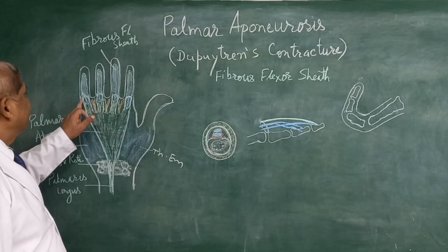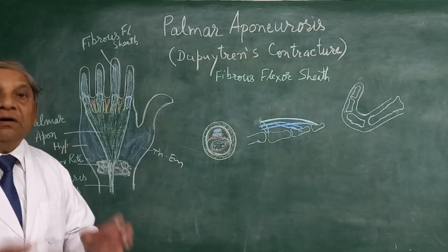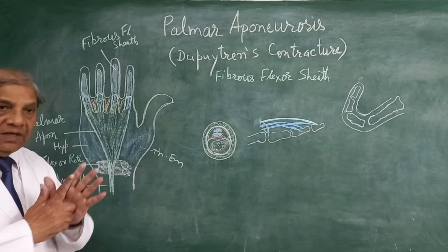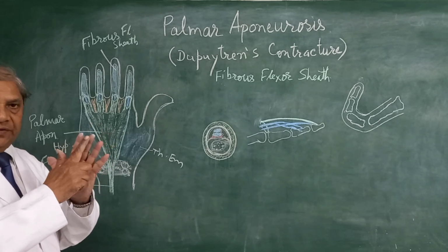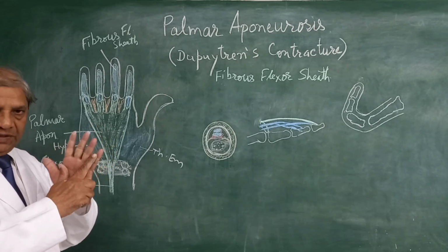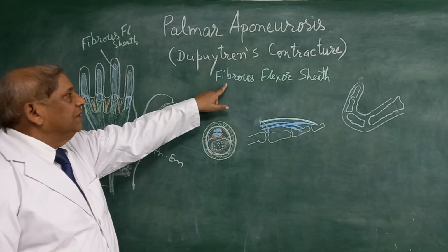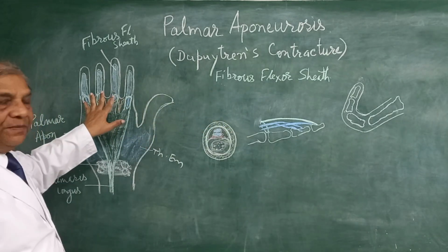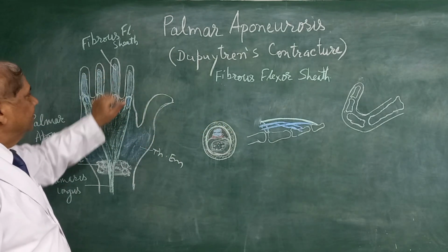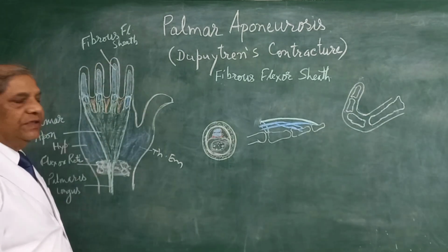they go and get attached to the medial and lateral margin of another deep fascia which is covering the finger. The deep fascia which is covering the palmar aspect of the finger, or the front aspect of the finger, is called the fibrous flexor sheath. So what is the fibrous flexor sheath? It is covering the fingers, including the thumb also. So this is the covering to the finger.